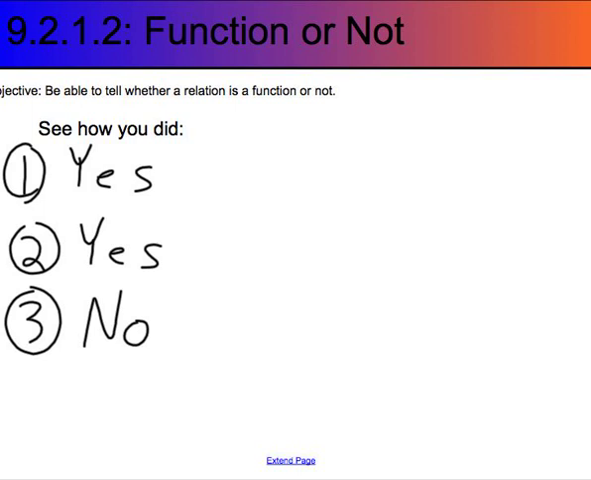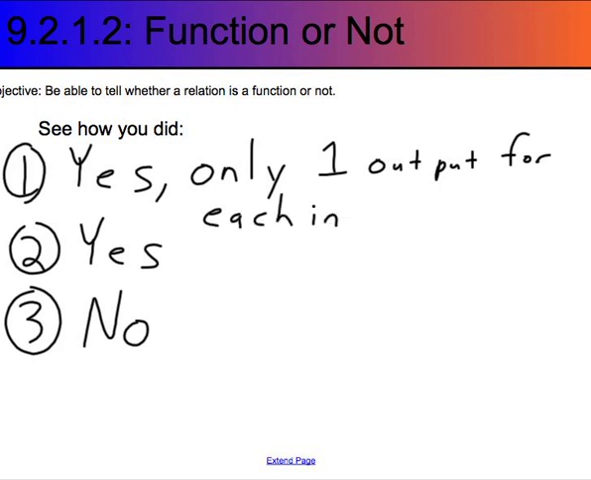So to convince somebody that I know what I'm talking about, to explain my work, it's pretty simple. Yes, only 1 output for each input. And the same thing for number 2. I'm not going to write it again because that's sort of just proving that, yes, I know why it is a function. So same reason for number 2. Ditto.